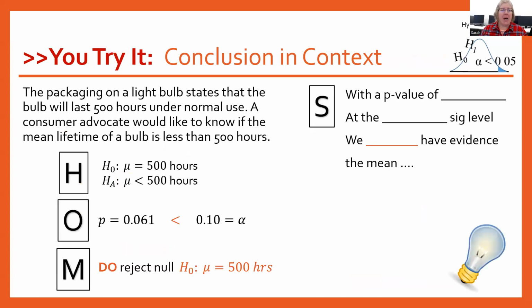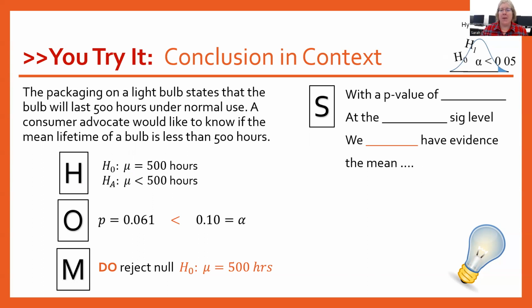We're going to revisit this one with the packaging on a light bulb that says the bulb will last 500 hours under normal use. A consumer advocate thinks that it's less than 500. So our null hypothesis was the population mean mu is equal to 500, and our alternative is that the mean is less than 500. So in this problem, it appears we were given a 10% significance level, and then a probability or p-value of 0.061 was calculated. Now 0.061 is less than that alpha, so we do reject our null hypothesis.